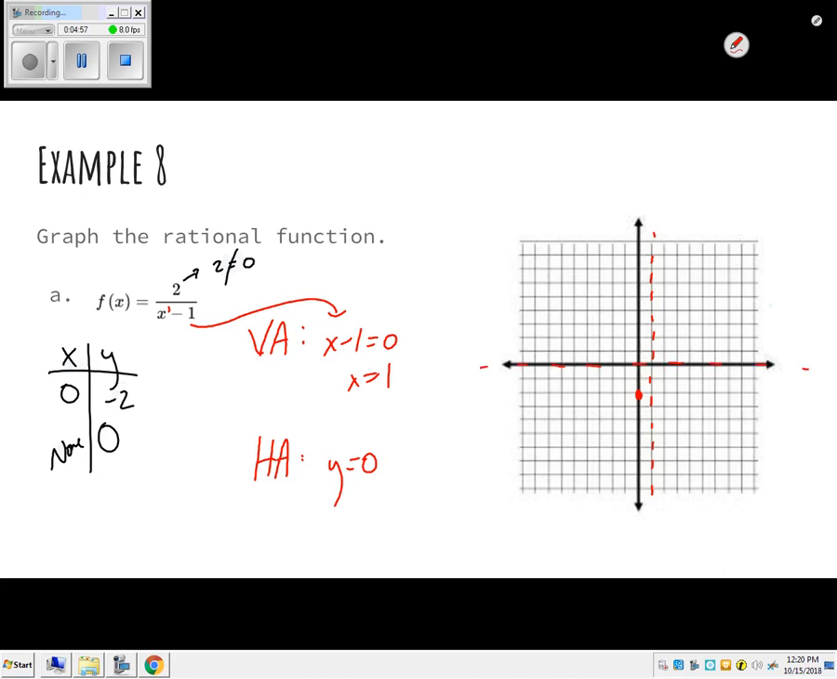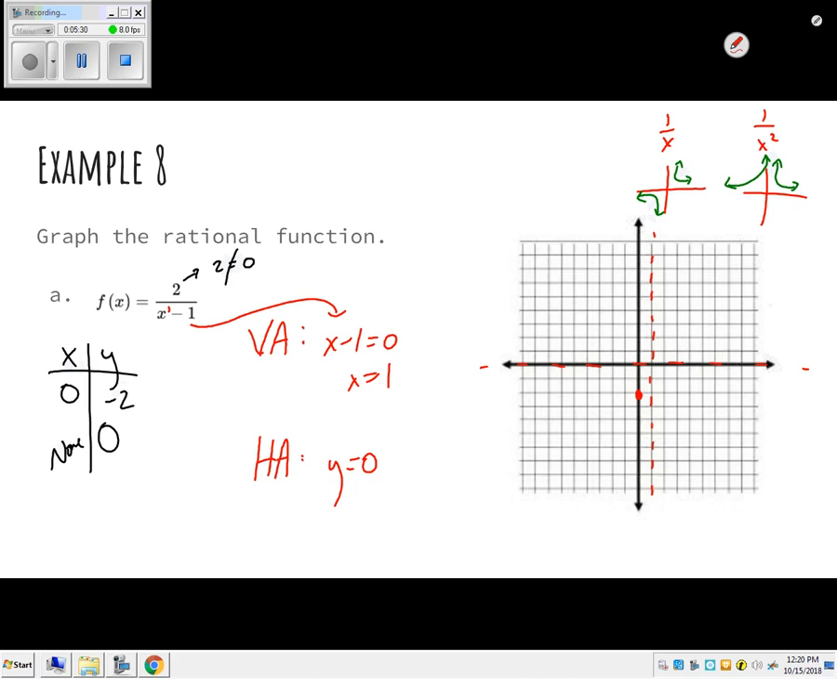And then from here, I just want to see if it looks like my reciprocal function or my reciprocal squared function. Remember, my reciprocal function had its branches, like one upstairs, one downstairs. I think that's a good way to think of it. Whereas if I had 1 over x squared, my branches were on the same side. They were both upstairs.